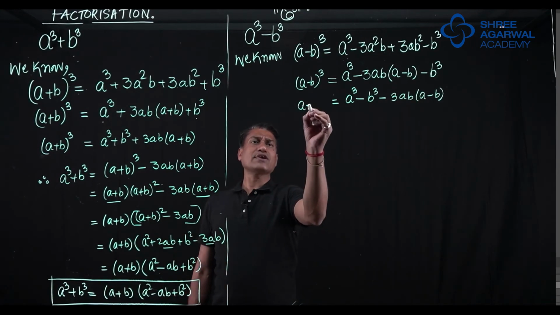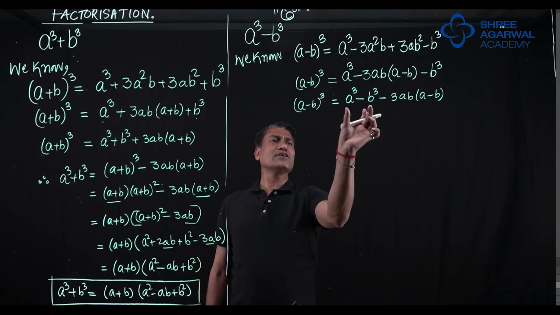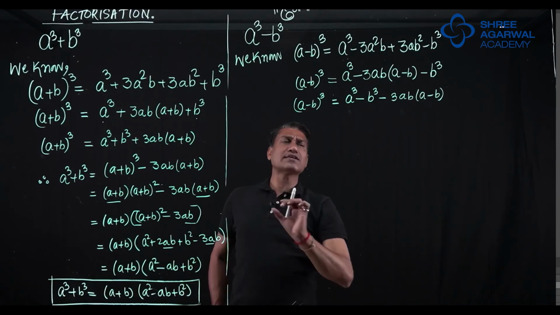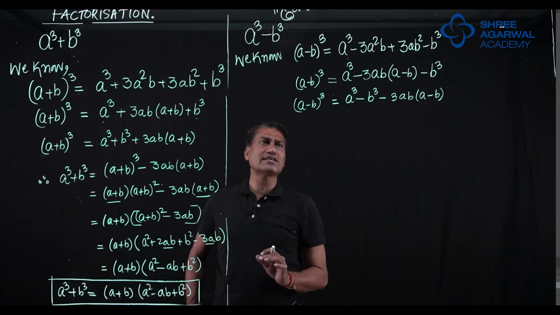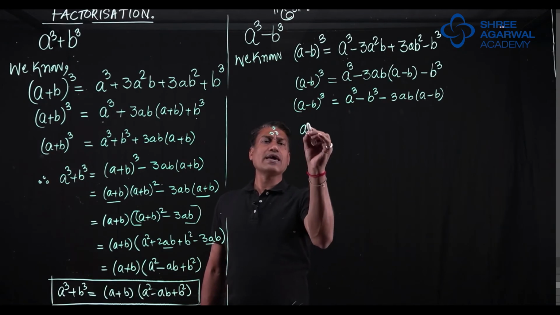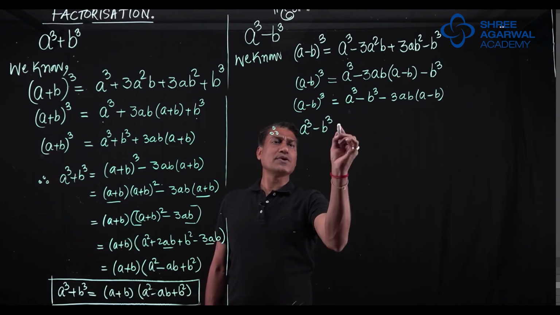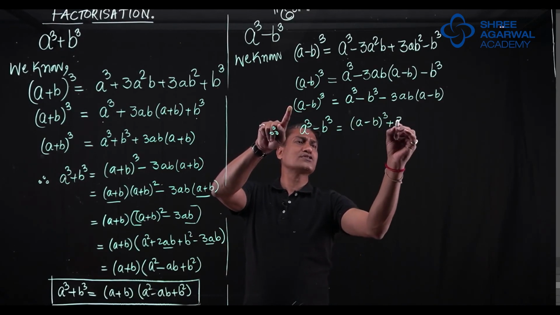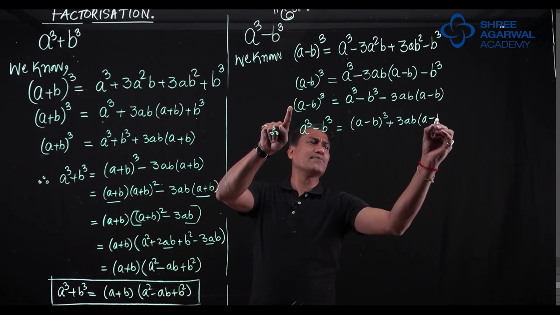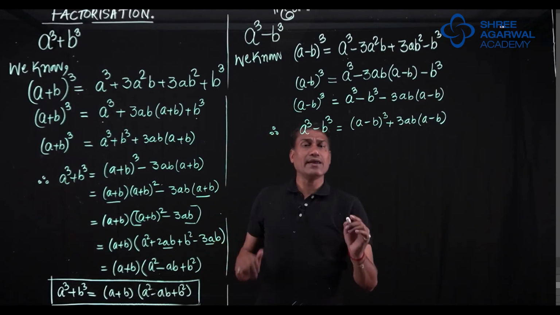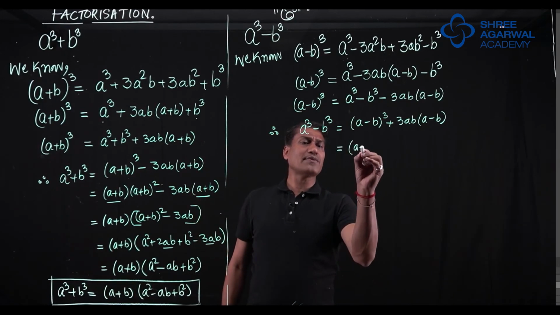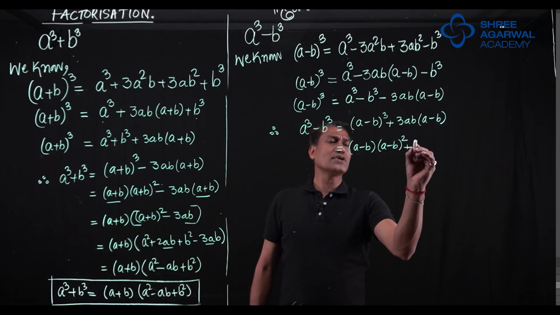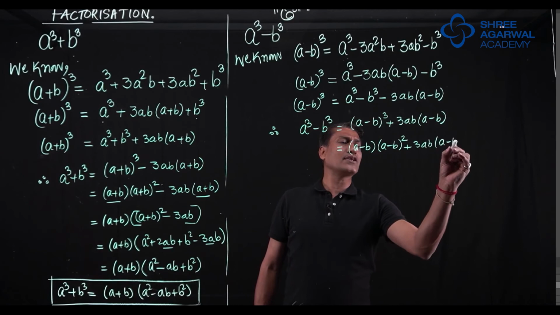Now in the next step, because we want to find an expression for a cube minus b cube, this term is not wanted, we will send it to the other side. Minus becomes plus when it goes to the other side. So I will write, therefore, a cube minus b cube is equal to a minus b bracket cube plus 3ab into bracket a minus b. Now again, a minus b bracket cube means a minus b bracket square into a minus b, so we have a minus b bracket square plus 3ab into bracket a minus b.